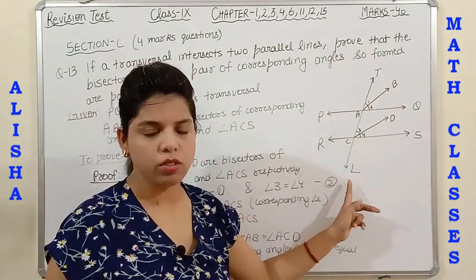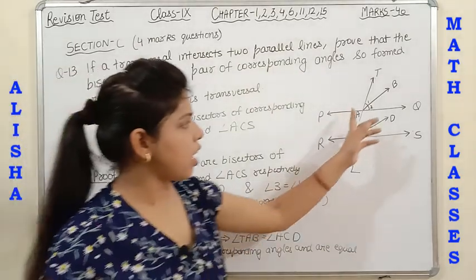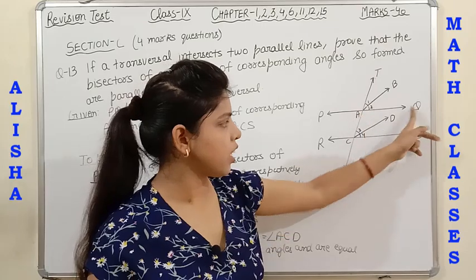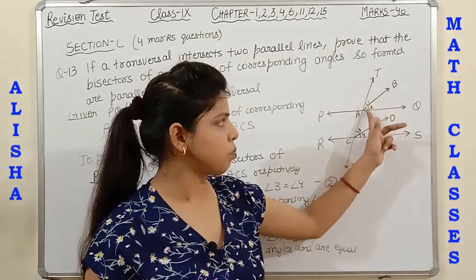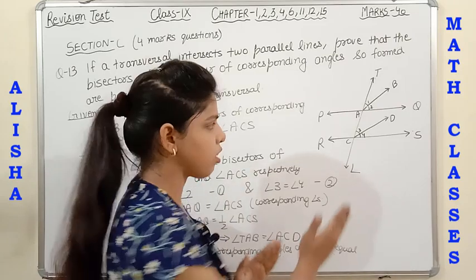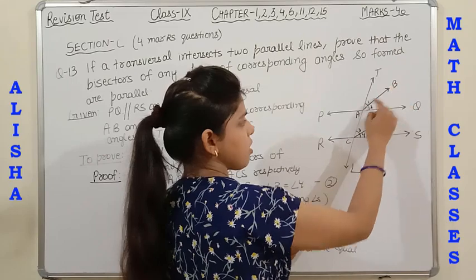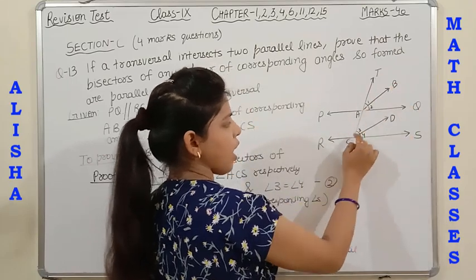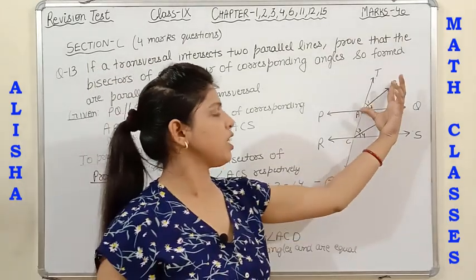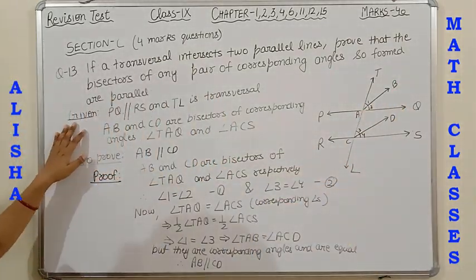So this is a transversal, and we have to prove that the angle bisectors of corresponding angles are parallel. You know that TAQ and ACS are corresponding angles. Corresponding angles are the angles which are on the same side of the transversal. So AB is the bisector of angle TAQ and CD is the bisector of angle ACS. So we have to prove that AB is also parallel to CD.